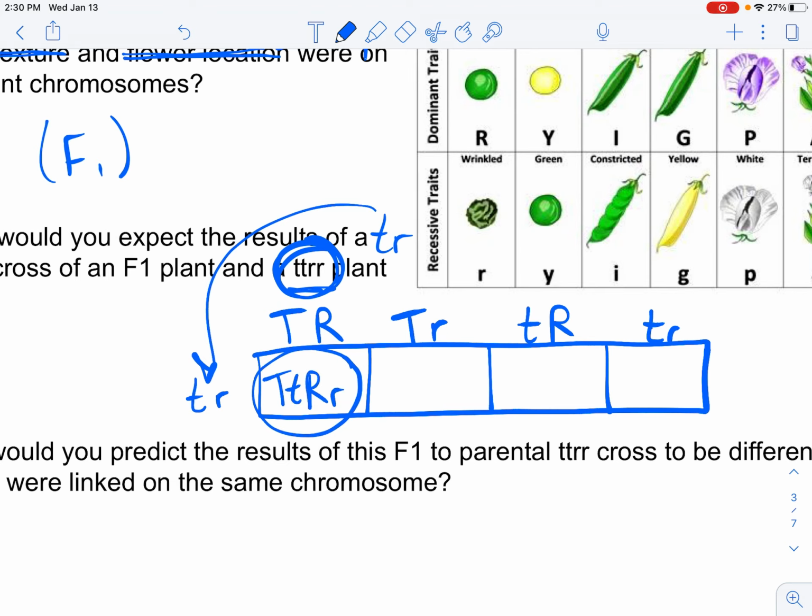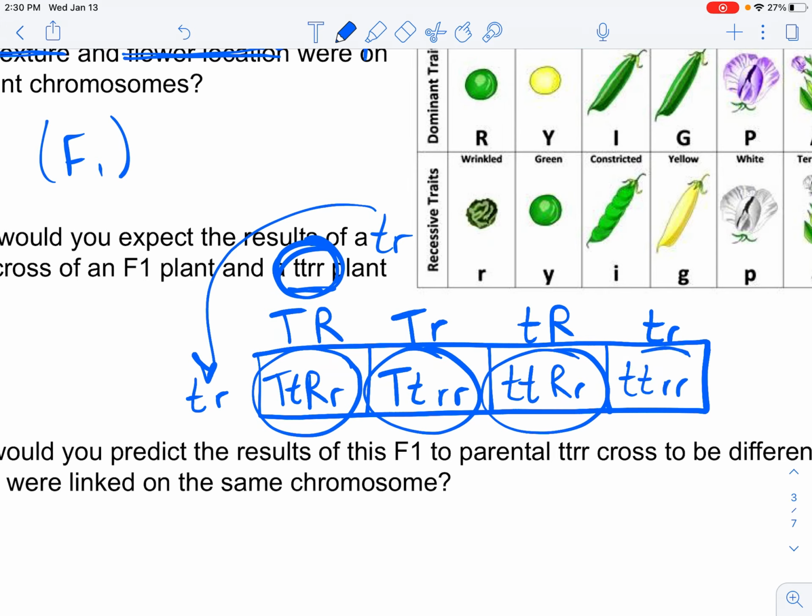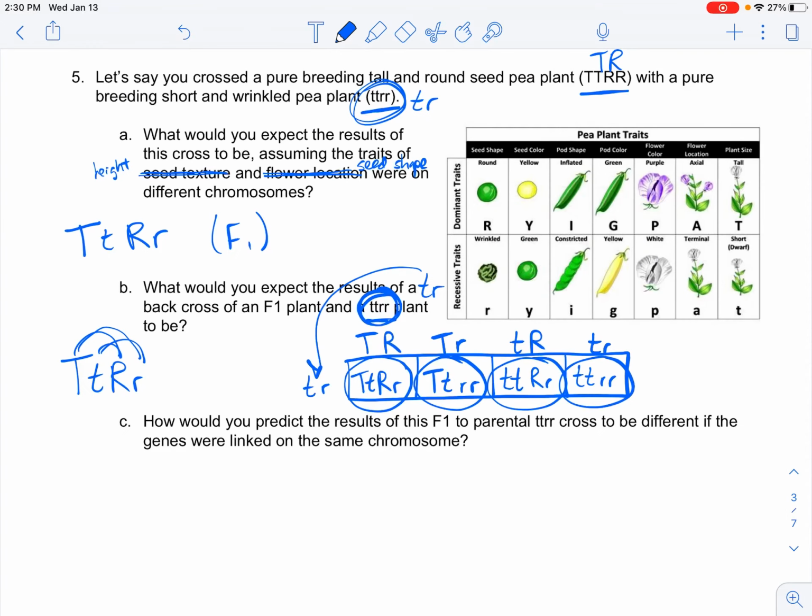So I'm going to get 25% of them looking like tall and round. I'll get 25% tall and wrinkled seed. I'll get 25% short and round seed. And I'll get 25% short and wrinkled seed. Okay, so that's if they were on different chromosomes, and they are.